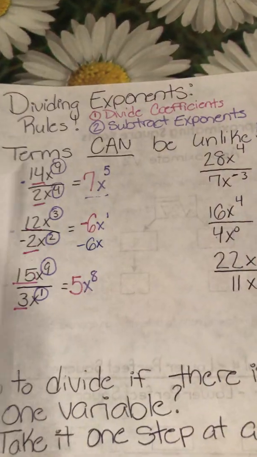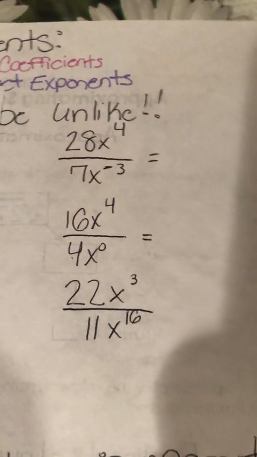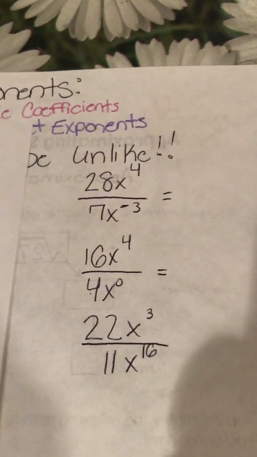All right, let's move on to this side. 28x to the 4th divided by 7x to the negative 3rd.